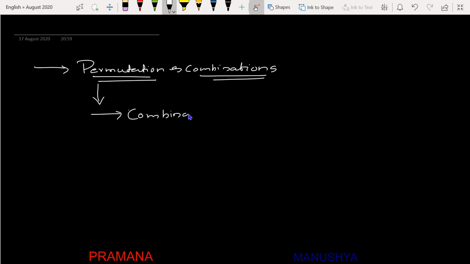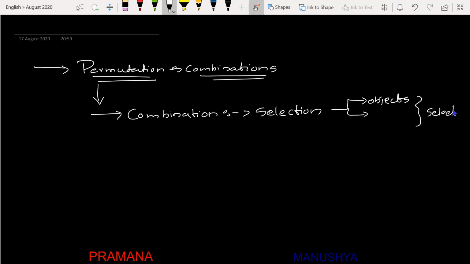Combination means selection, selection of objects, items, or whatever things you want to select. So you can put any items or objects or persons or anything like that. It is like, out of 10 people, you have to select two people. So this is indicated by this.